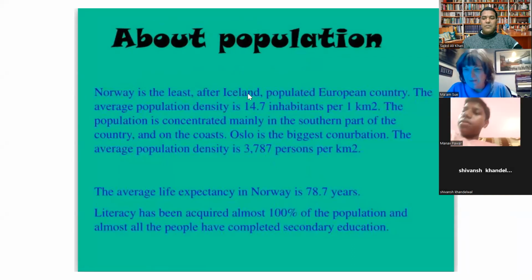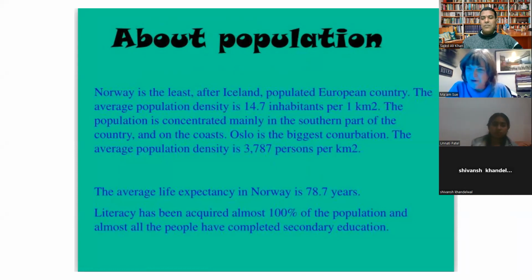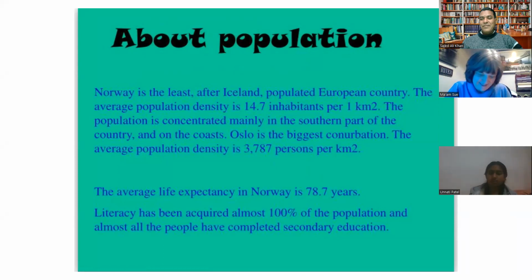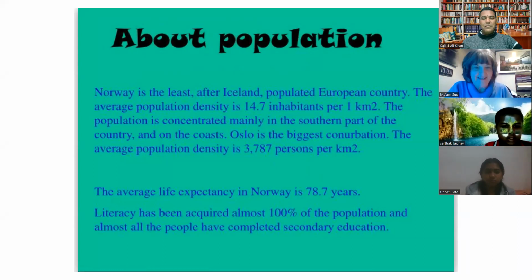About the population. Sartak, would you like to read that? About population, Norway is the least populated European country after Iceland. The average population density is 14.7 inhabitants per square kilometer. The population is concentrated mainly in the southern part of the country and on the coast. Oslo is the biggest conurbation.